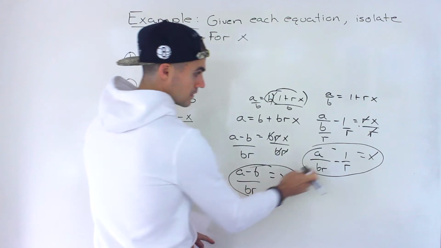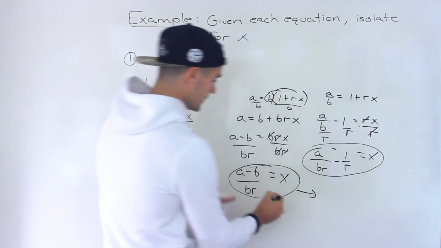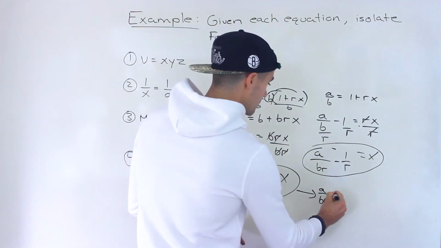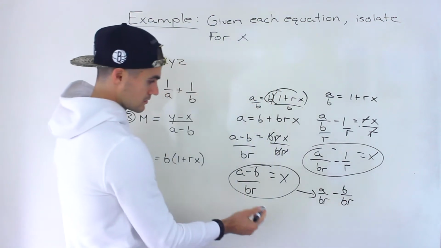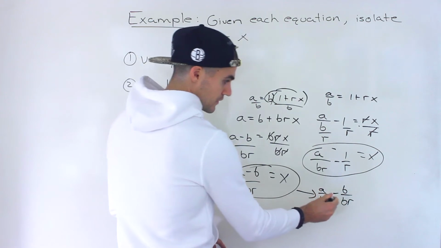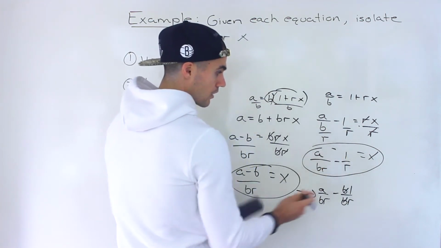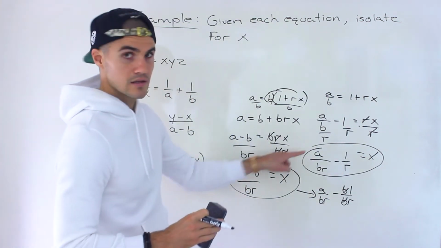If you wanted to go from here to here, which I feel like would be easier, what you could do is you could just split this fraction up. You could go a over br minus b over br, right? Split this into two fractions. Nothing simplifies here, but notice here the b's cancel out, and so you'd end up with that 1 over r that you had there. Right, so this and this are the same thing.